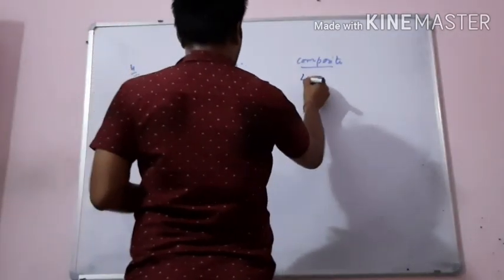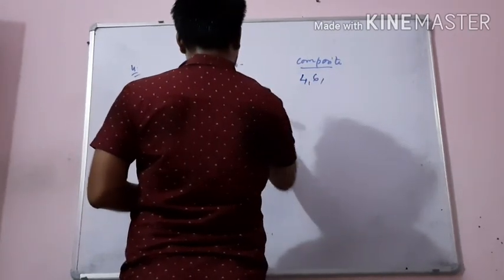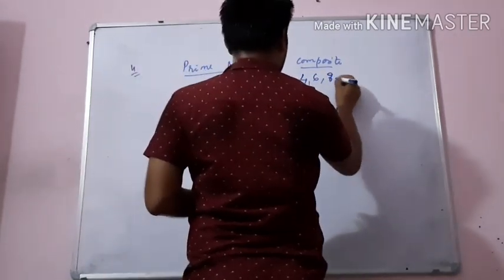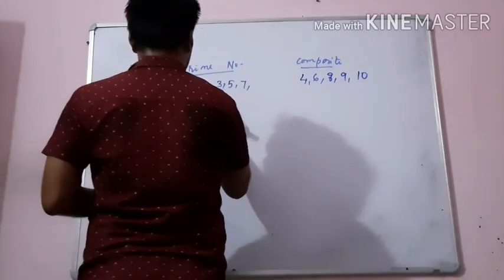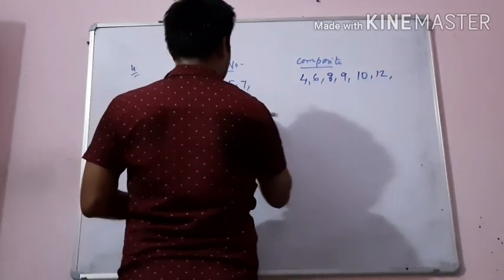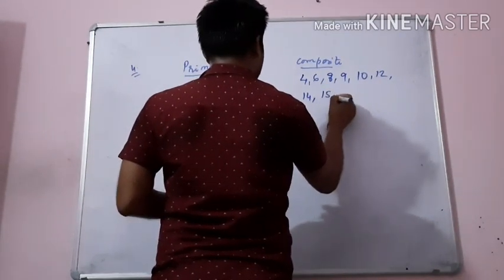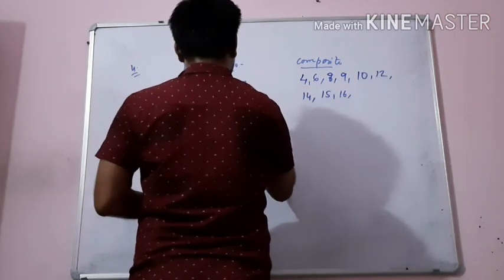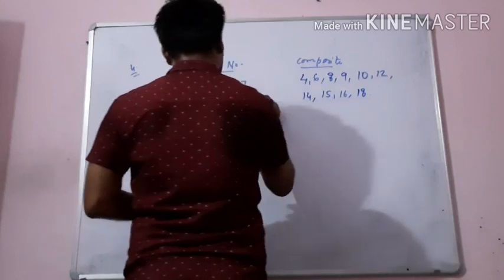So 2 is a prime number, 3 is prime, 4 is composite, 5 prime, 6 composite, 7 prime, 8 composite, 9 composite, 10 composite, 11 prime, 12 composite, 13 prime, 14 composite, 15 composite, 16 composite, 17 prime, 18 composite, 19 prime.